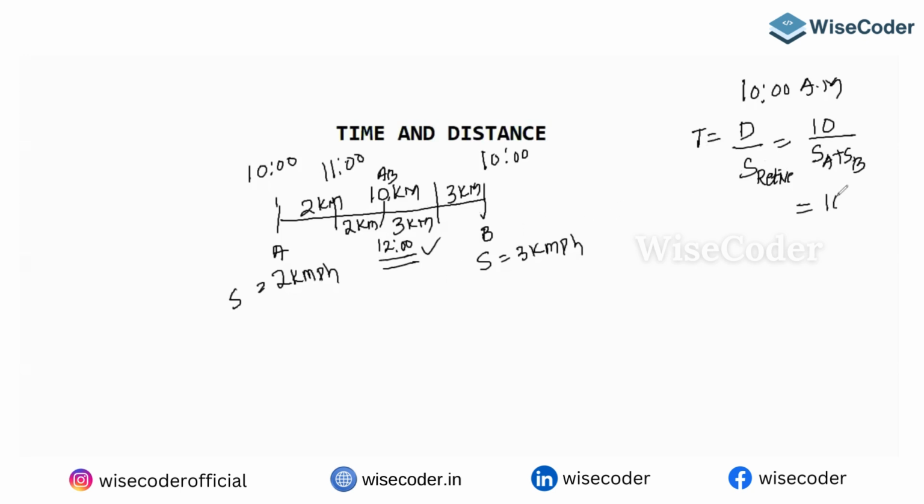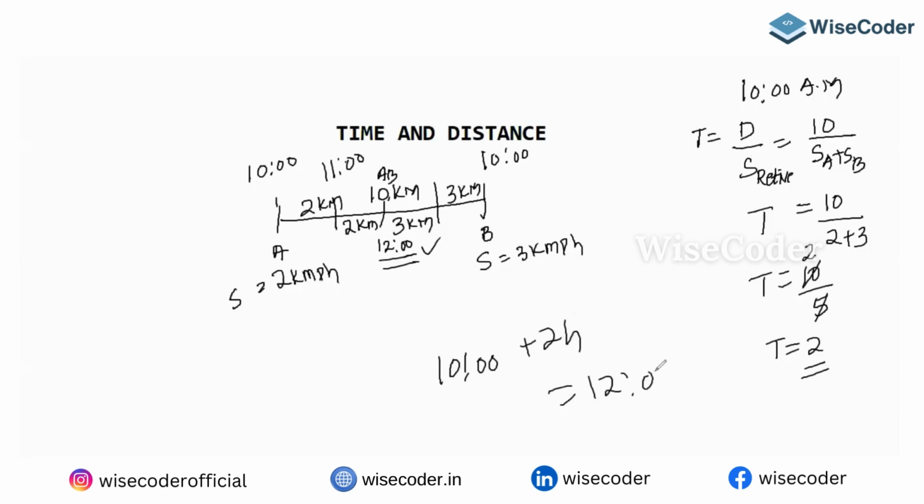10 by, which means this is what? 2 plus 3. Then the time is going to be 10 by 2 plus 3, which is 5. So 5 ones are 5, 5 twos are 10. Then the time is going to be 2 hours. After 2 hours, they are going to meet. So 10 o'clock plus 2 hours is 12 o'clock only.